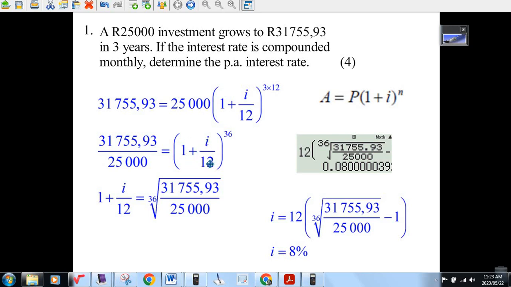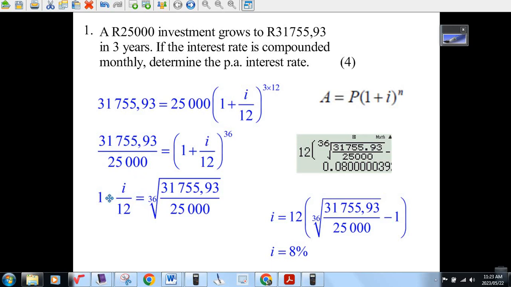Now we have this 1 plus I over 12 to the 36th power. We'd like that power to go away so that we would just be left with I. So what you have to do is take the 36th root of both sides. If you take the 36th root of something to the 36th power, the root cancels the power and you're just left with 1 plus I over 12. And here, you're going to have to take the 36th root of these two big numbers that are over top of each other, this fraction here.